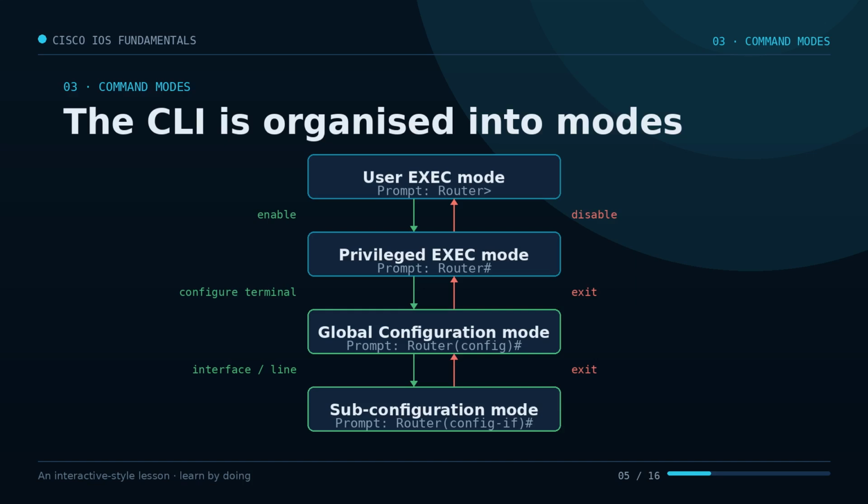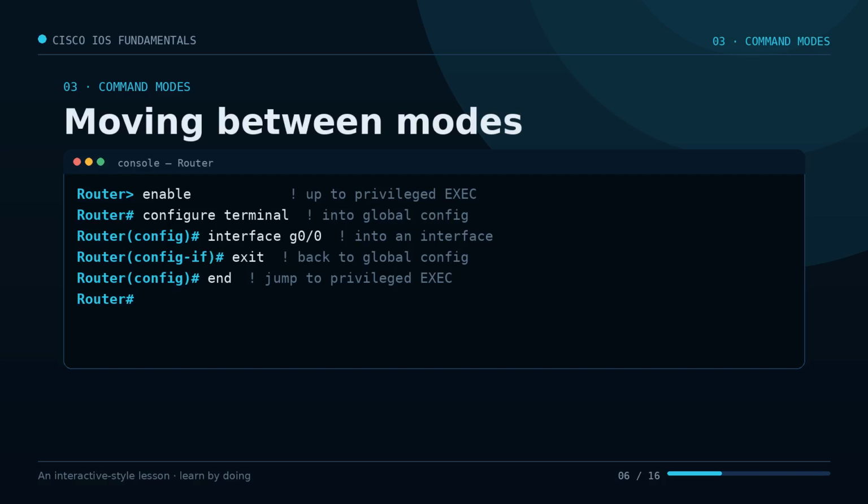Then type configure terminal to enter global configuration mode, where you change device-wide settings. And from there you drop into sub-configuration modes for one specific thing, like a single interface. Green commands take you deeper, the red ones step you back up. Let's watch that in action. From the user exec prompt, we type enable to reach privileged exec, then configure terminal to enter global config, then interface G0/0 to move into a specific interface.